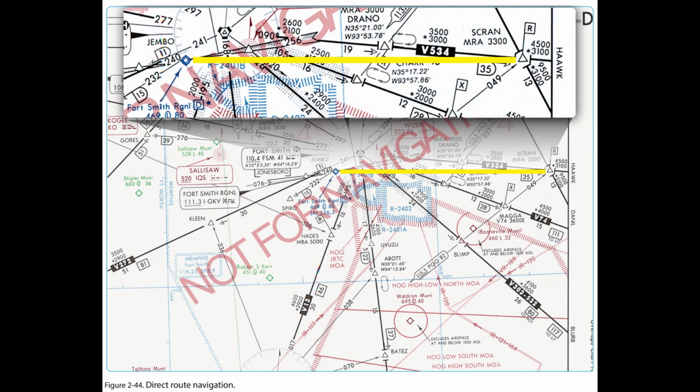Only those navaids established for use in a particular structure, i.e., in the low or high structures, may be used to define the en route phase of a direct flight within that altitude structure.